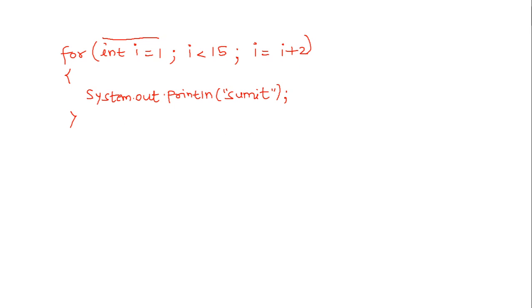So as of now, I value is 1. After that, we will check this condition. This is how a for loop works. This condition will be checked. So 1 is less than 15, condition is true. As soon as this condition becomes true, we will come inside, and I will execute this line, and Sumit will be printed. So is this step clear to you?